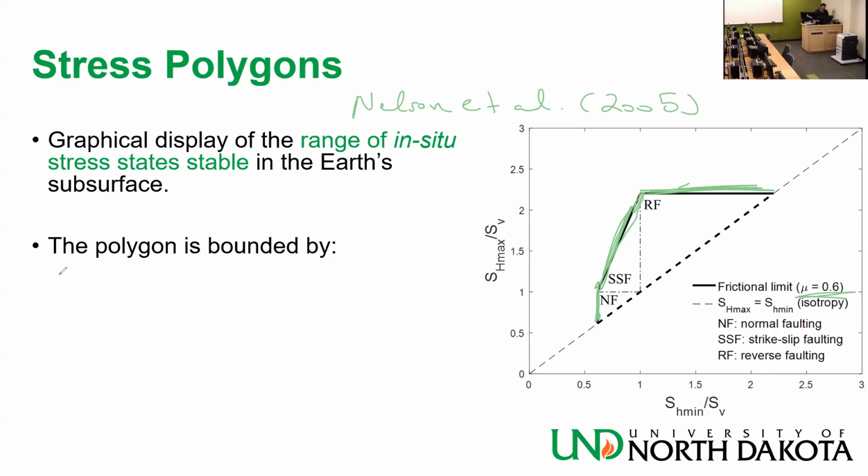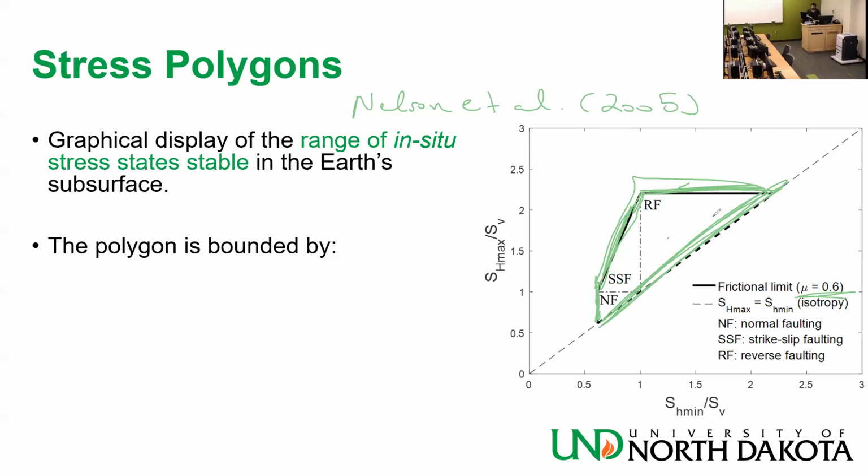Now, anything between the diagonal and the limit, in this polygon inside, is stable. It can exist in the Earth's subsurface. Anything outside is impossible. Anything here is stable, basically.